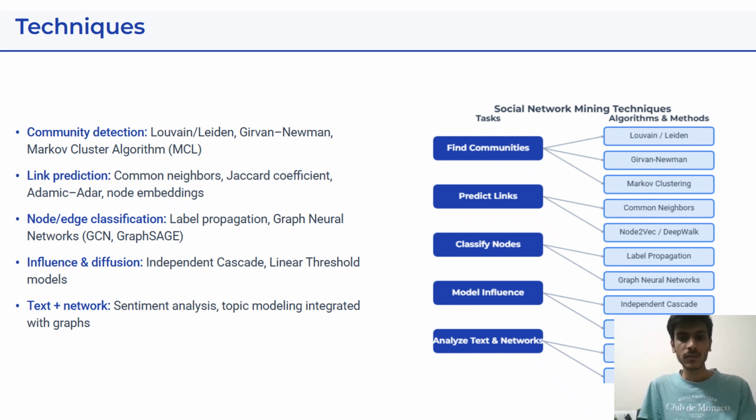For example, if we have different types of communities, first we have to identify them based on some of the content, then we have to predict links, then classify the nodes, then model influence, and then analyze text and networks.